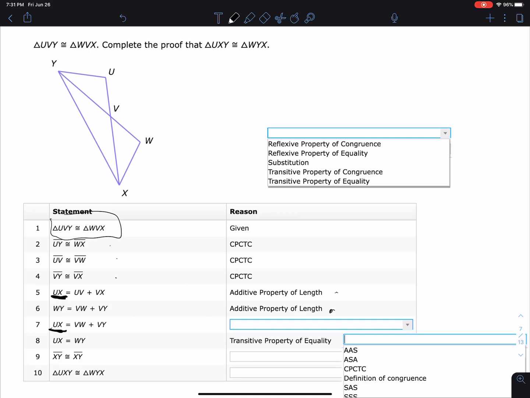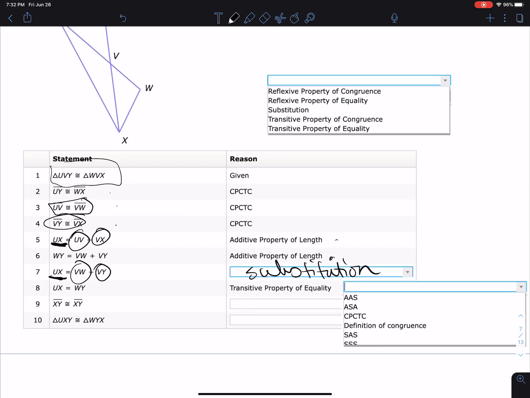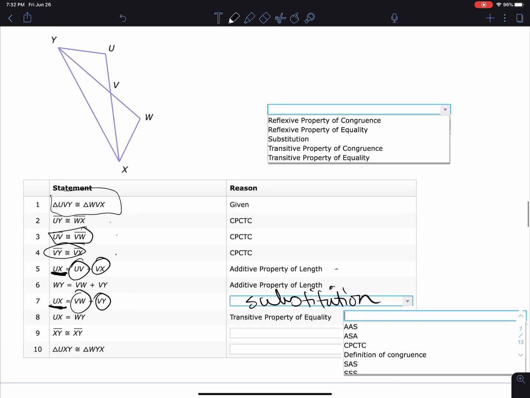So UX is coming here. VW got swapped out with UV here. And then VX got swapped out with VY. VX and VY got swapped out here. So that's definitely substitution. Like a double substitution, but no need to say that. Okay, so then how do we know XY is congruent to XY? Well, that's reflexive.